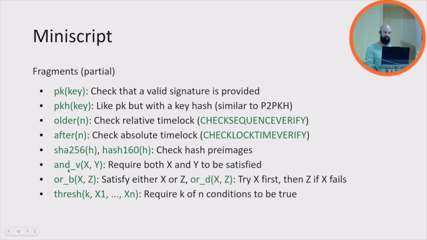We can see that we have and_v, which means that you must verify the expression, and then we have a few versions of or. We can satisfy x or z, but then we have a version that says most likely we will use x, so it will build that in a different way. And again, we have the threshold. This is a partial list. On the official site, there's a full list.